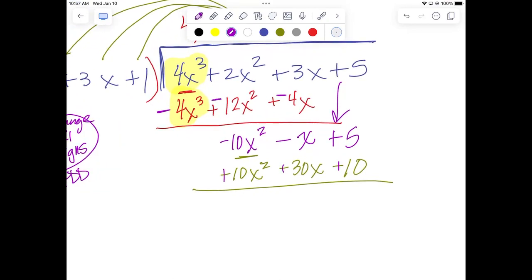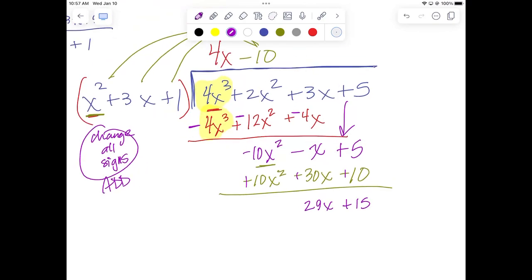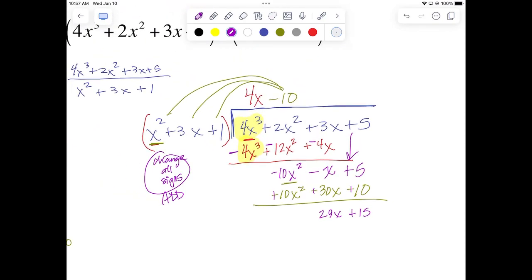What's negative 10x squared plus 10x squared? 0. We should get a 0 in that first column every time, or we didn't do it right. Now, what's negative x plus 30x? 29x. And what's 5 plus 10? 15. Okay. And then we just keep going until we can't go anymore.